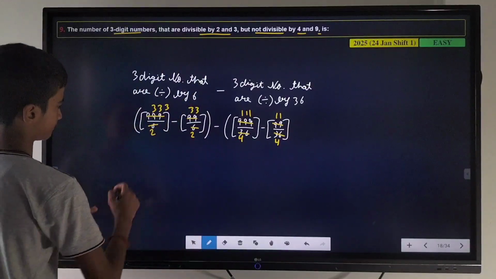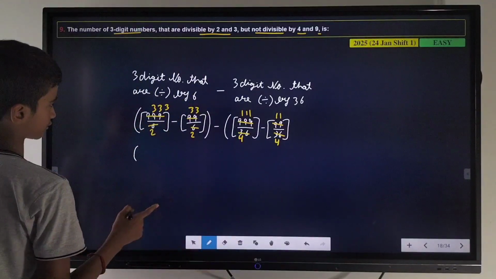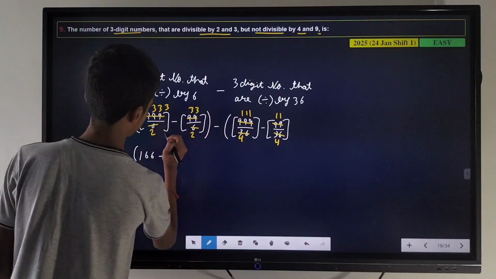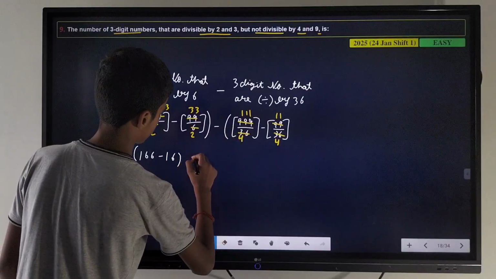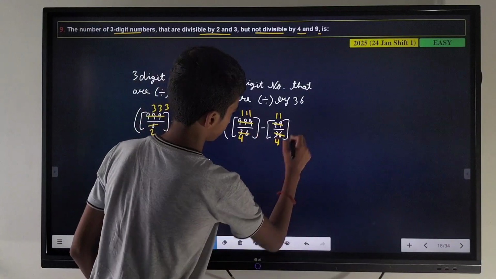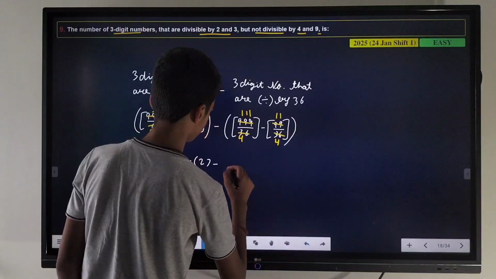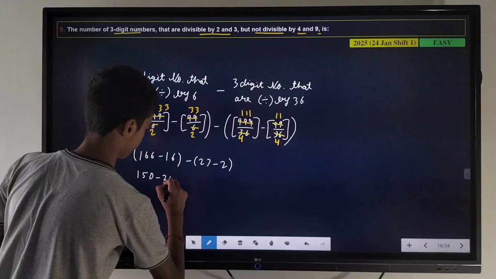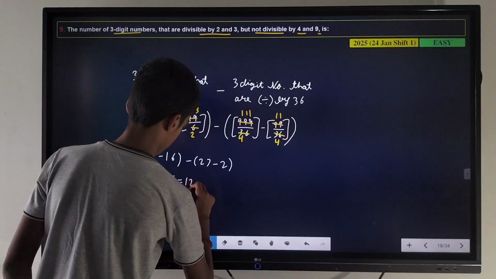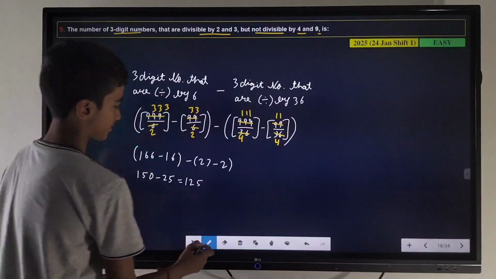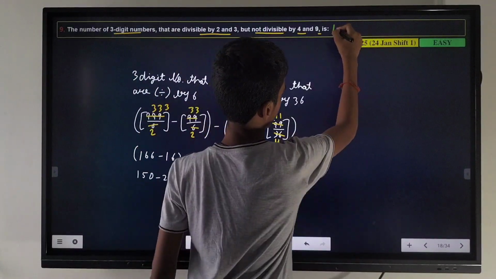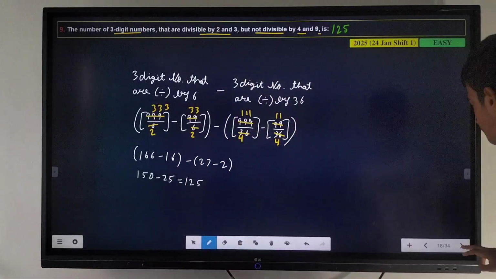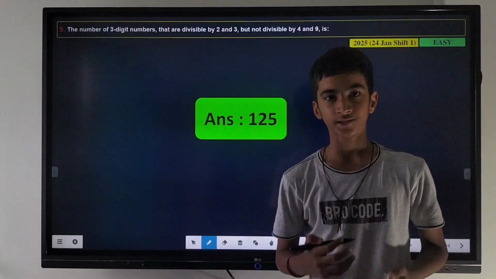So from here this will be the greatest integer function of 333 upon 2, 166, minus 27 upon 2, which is 13. So from here we will get 150 minus 25. This is equal to 125. From here our answer is 125. And from here we can see that our answer matches correctly.